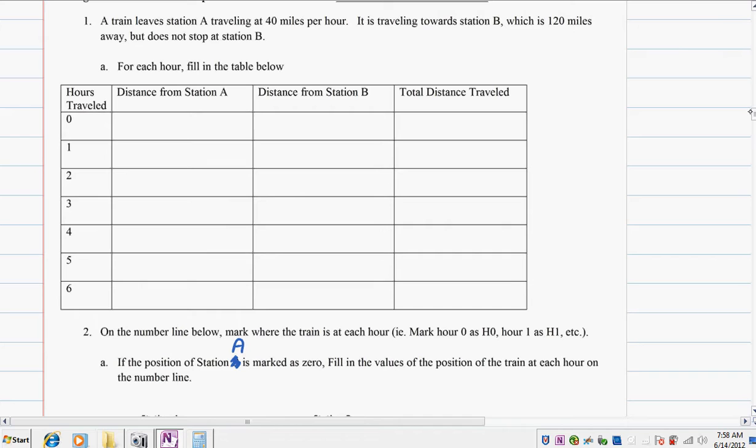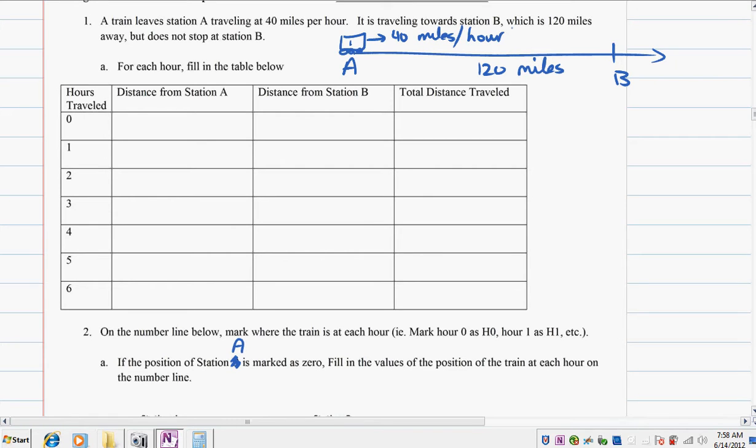Alright, so let's just make sure we're thinking of this right. We have a train that's leaving station A, so we're at station A, and it's going towards station B. And this distance is 120 miles. And it's traveling at 40 miles per hour. So that's the rate, and this is the distance, 120. Well, I know if it's going 40 miles per hour, every hour it travels 40 miles. So I should be able to logic my way through this.